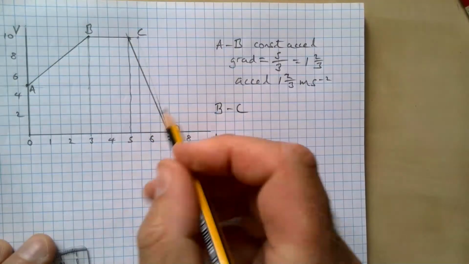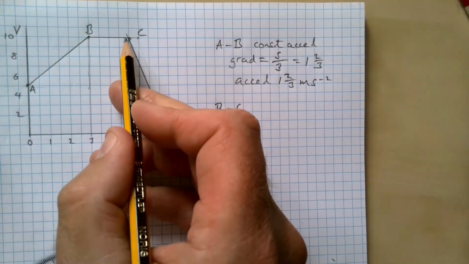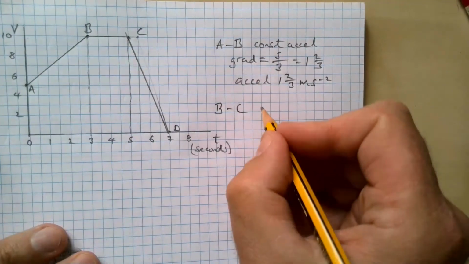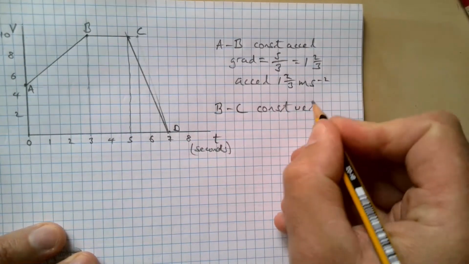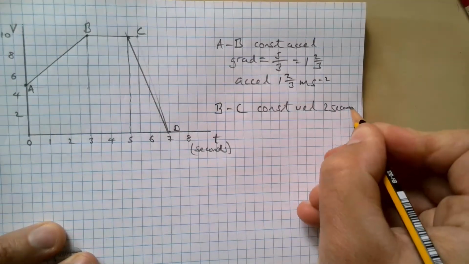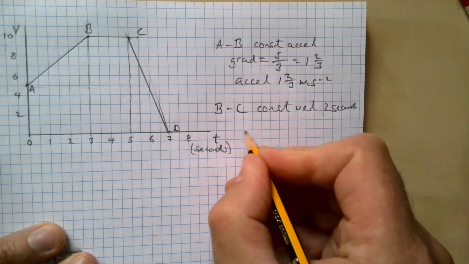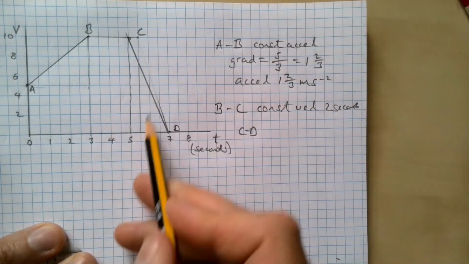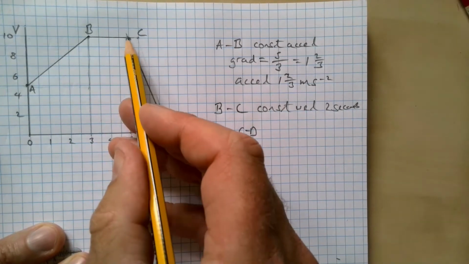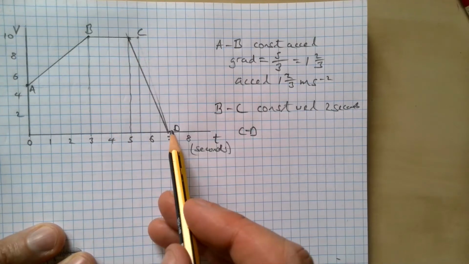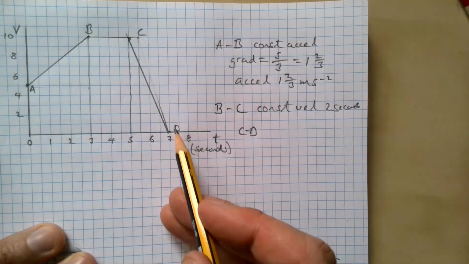So 2 seconds, but it hasn't changed speed. So it hasn't changed velocity, so that's just a constant velocity. So that's constant velocity, and that's then for 2 seconds. And then between C and D, what's happening? At 5 seconds and 7 seconds, there's a big change. At 5 seconds, it's going at 10 meters per second. And then at 7 seconds it stopped, so it's decelerating.